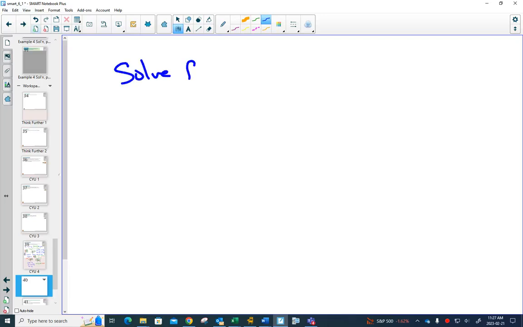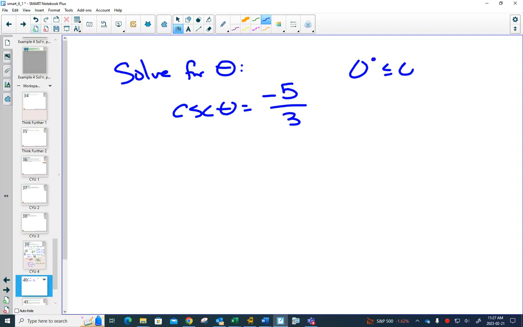We'll do solve for theta. Cosecant of theta is negative 5 over 3, 0 ≤ theta ≤ 360. This one I'll just do once around the circle in the positive direction, from 0 to 360 degrees. So the first thing, from grade 12, you would see cosecant and say, if I know cosecant, then I know sine. So I now know that sine of theta is the reciprocal, negative 3 over 5.